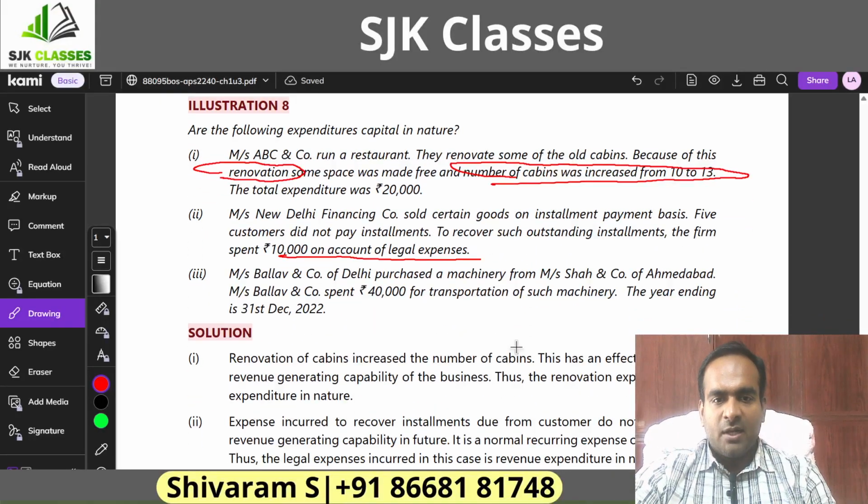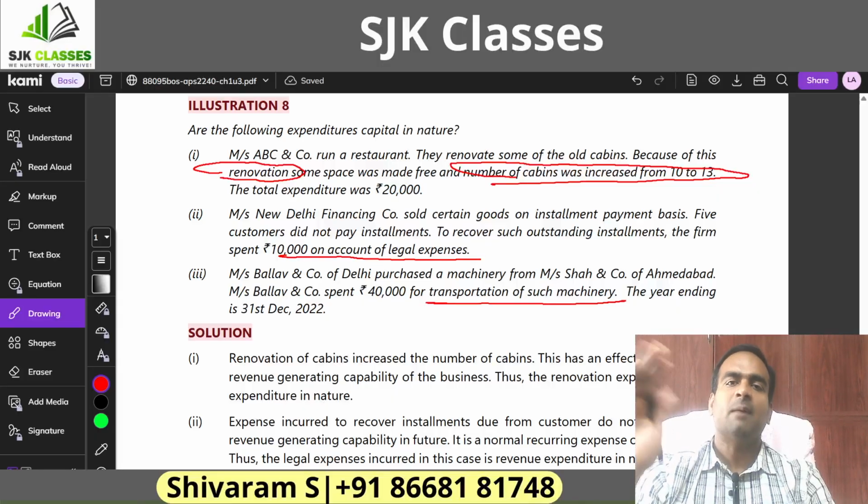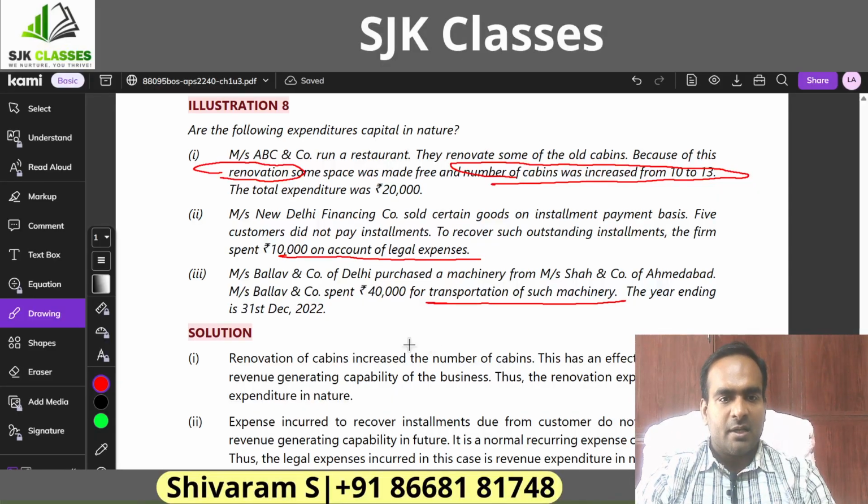Balav and Co. of Delhi purchased a machinery from Shah and Co. of Ahmedabad. Balav and Co. spent 40,000 for transportation of such machinery. So I purchased a machinery and I have to transport it to my place. Without this transportation, will we be able to use the asset? Answer is no. So this transportation cost will be a capital expenditure. The year ending is 31st December 22. Year ending is irrelevant. Transportation cost incurred for machinery will be a capital expenditure. The reason is without this, I won't be able to use the asset.